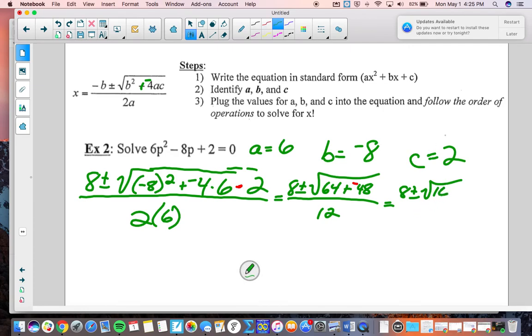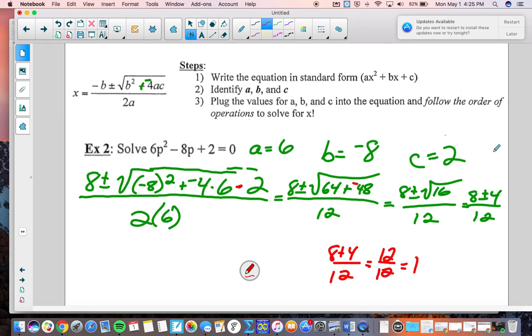And so then we get 16 there, divided by 12. And the square root of 16 is 4. So we have 8 plus or minus 4, all divided by 12. So now we can split it. We'll have 8 plus 4 divided by 12, which equals 1, and 8 minus 4 divided by 12, which equals 4 over 12, which is the same as 1/3. So our solutions are 1, 1/3.